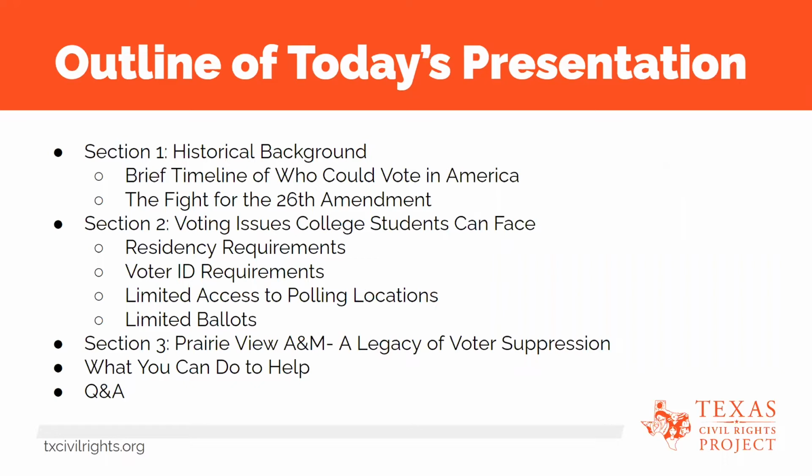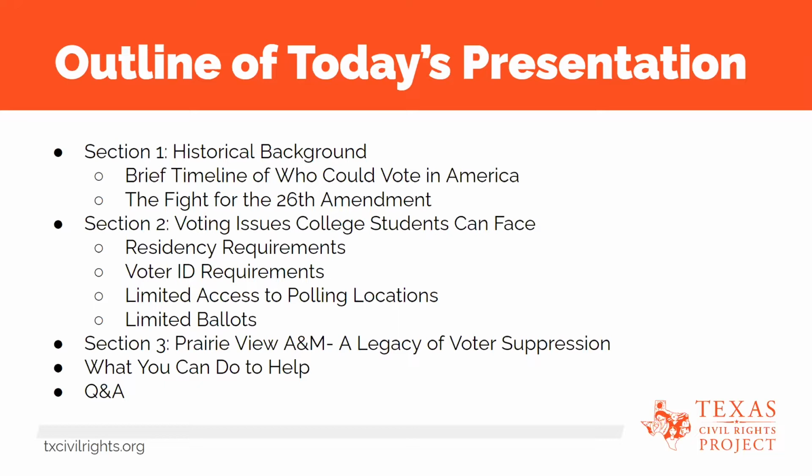So here's an outline of today's presentation that's going to give us a roadmap of what we're going to be talking about. Section 1, we're going to go through a little bit of a historical background. We're going to start with a look at a brief timeline of who could vote in America. And then we're going to move into a discussion about the fight for the 26th Amendment. And then we're going to move on to Section 2, which details voting issues college students can face. And some of those issues are residency requirements, voter ID requirements, limited access to polling locations on campus, and also something that's Texas specific, which is limited ballots.